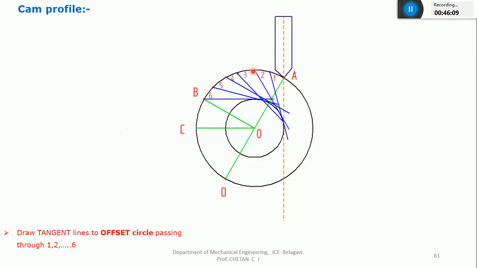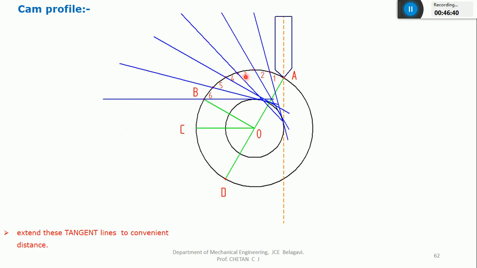Again, draw one line from point 2 which has to be tangent to this offset circle. Draw one more line from point 3 which is again tangent to this offset circle. Make a correction wherever required. All 6 of these blue color lines have to be tangent to the offset circle. After this, just extend these lines in a backward direction like this. So I have extended these 6 lines.